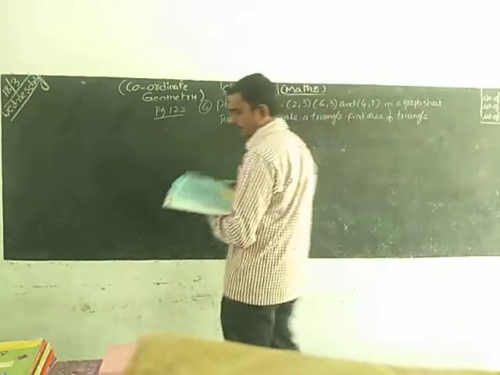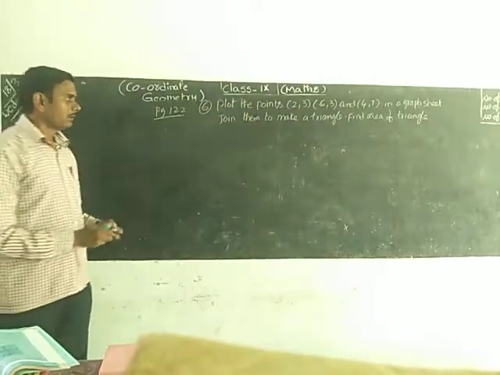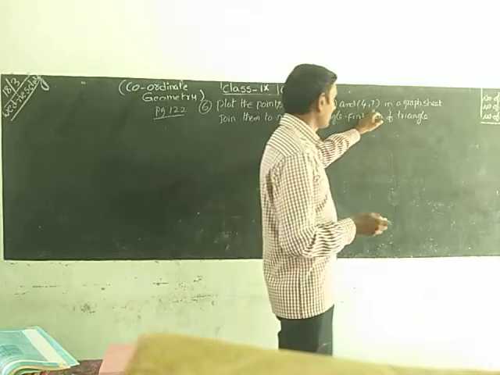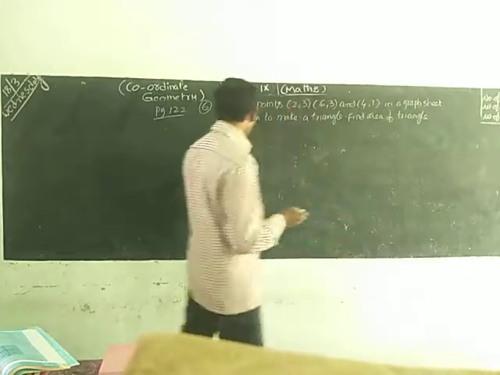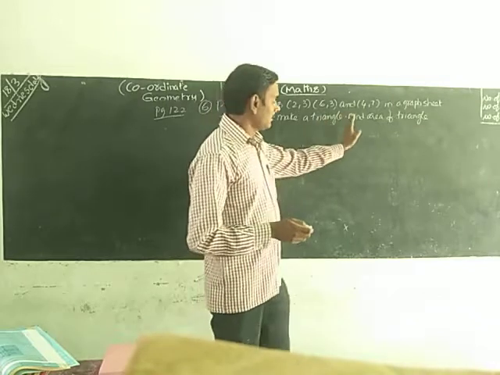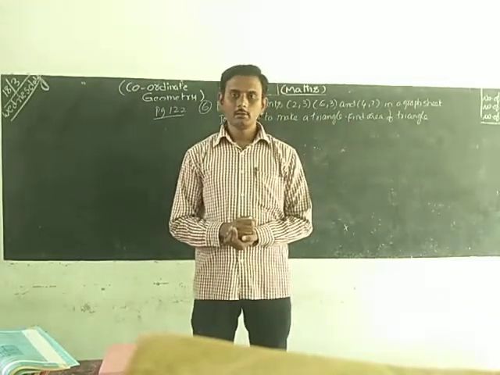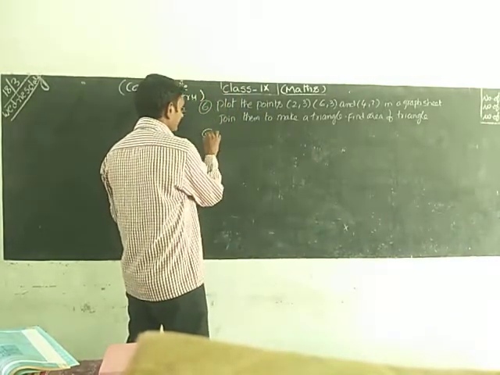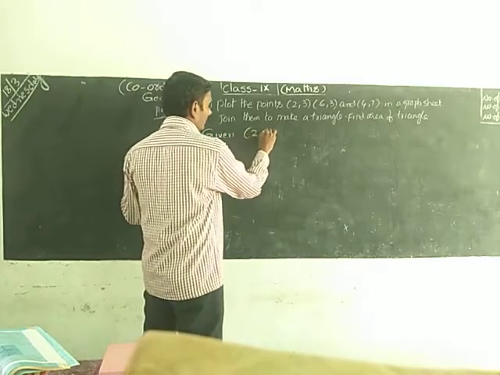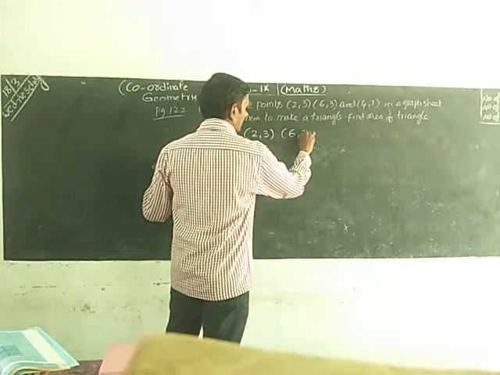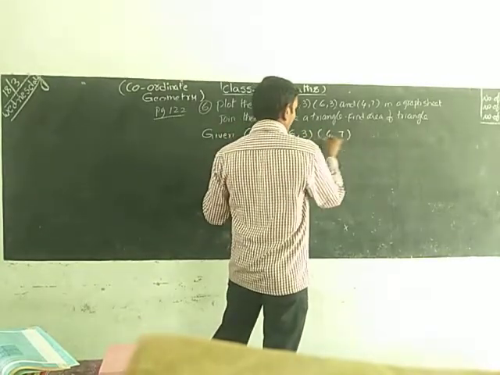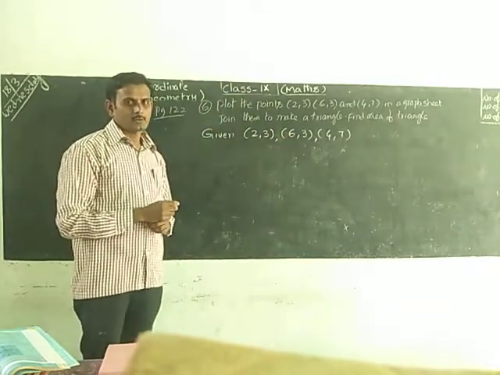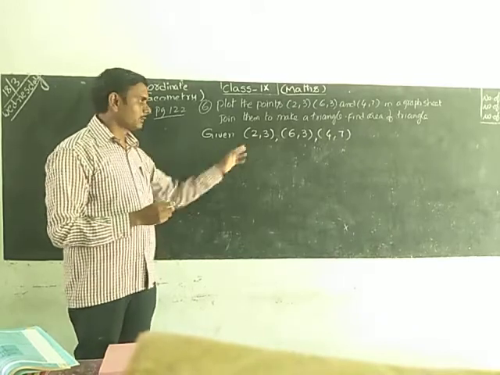Okay, see here what the question is. Plot the points 2, 3, 6, 3 and 4, 7 in a graph sheet. Join them to make a triangle. Find the area of the triangle. Okay, what is given? 2, 3, 6, 3, 4, 7. These are the given coordinates, ordered pairs. These 3 points are given.